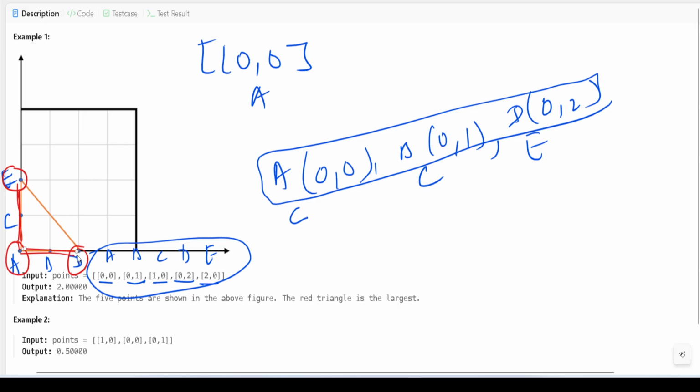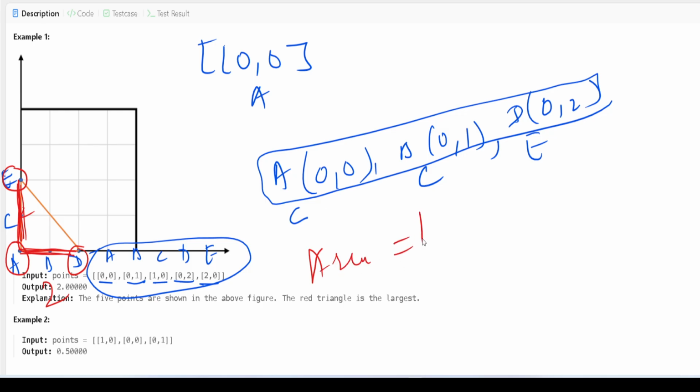So think of a triangle, a right triangle, with legs 2 and 2. We know the right triangle. This is our right triangle where one length is 2, and this length is also 2. So what is the area here? We'll say the area is base into height, that we know: base into height.